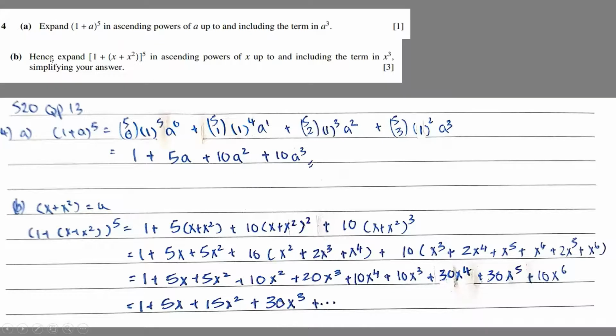Next up, they say that hence expand 1 plus, parentheses x plus x squared, square brackets raised to the power 5 in ascending order up to x raised to the power 3. So we just let x plus x squared equal a, and using this equation, we substitute x plus x squared in the position of a and expand it, and you can simplify, and they're only asking you up until the term of x cubed. So you will just expand it, simplify, and you'll get 1 plus 5x plus 15x squared plus 30x cubed. I'll just let this be there for a second so you guys can take a look at it and understand what I've done. Or you could just pause the video and take a look at my working.